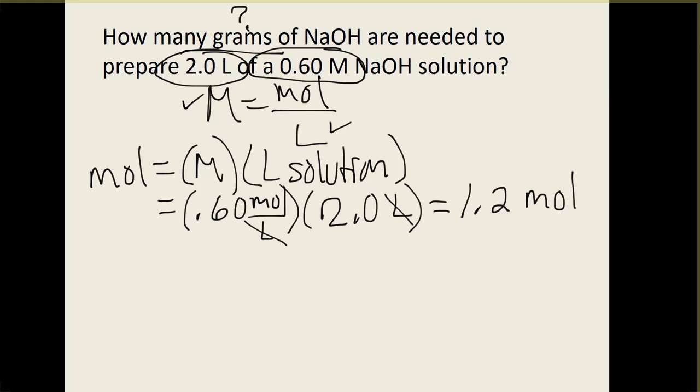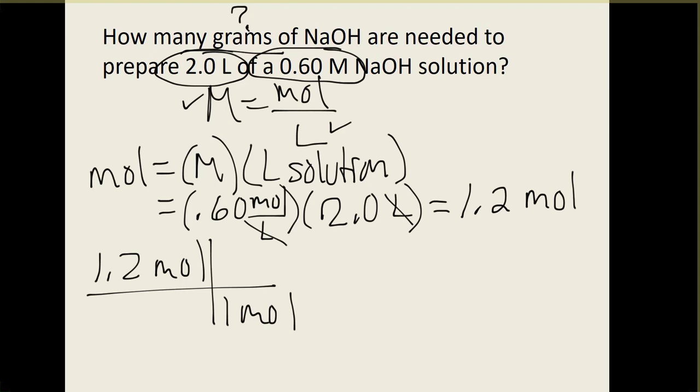So my next step is to convert from moles to grams. So 1.2 moles is equal to, I need to use a conversion factor, 1 mole equaling 40 grams of NaOH. And so I multiply out and I get 48 grams.